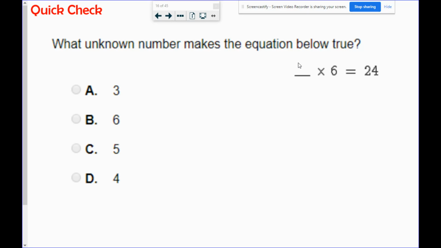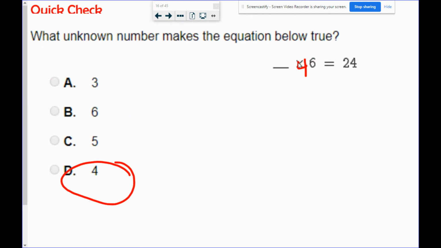I'm not sure about 6 times 6, so let me just skip that and come back to it. 5 times 6. If you skip count by 5 6 times, is that going to be 24? And then 4 times 6. You studied your 4 facts last week. It's 4 times 6, 24. Even though I didn't get to 6 times 6, you should pick D as your correct answer because 4 times 6 is 24. It helps getting those facts memorized to answer questions like this.